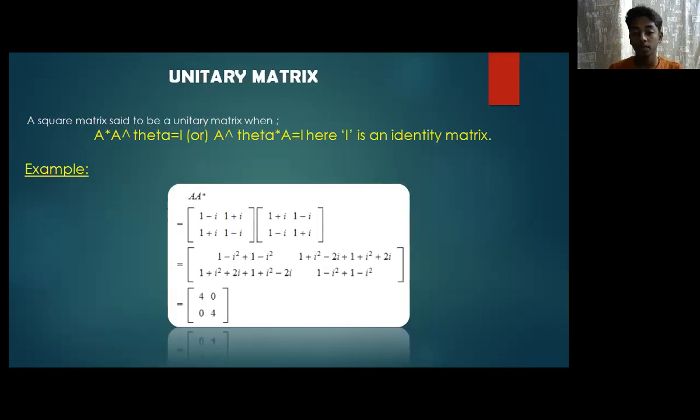What is a unitary matrix? A square matrix is said to be a unitary matrix when A into A power theta is equal to the identity matrix, or A power theta into A is equal to the identity matrix, which is neither the same. Here I is an identity matrix, as we all know, which is 1 0 0, 0 1 0 and 0 0 1 in 3 by 3. So this is the example of a unitary matrix. This is how it looks like. Let's go to the next slide.